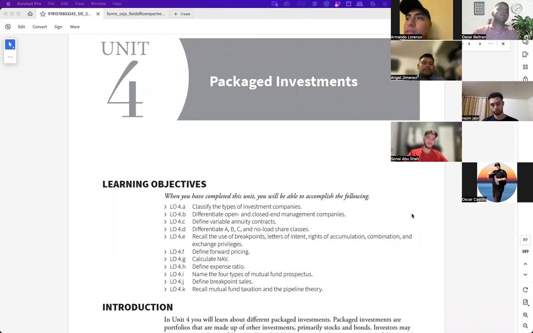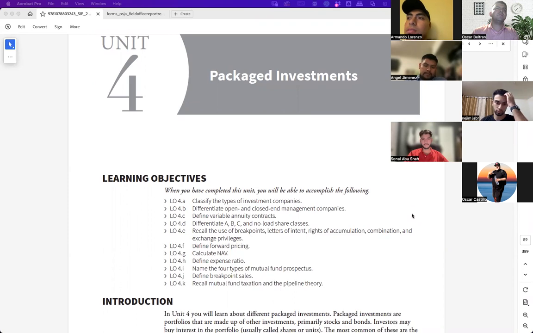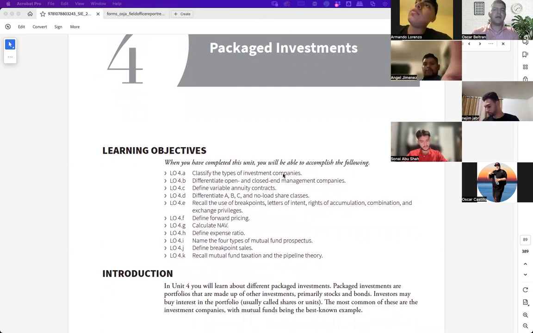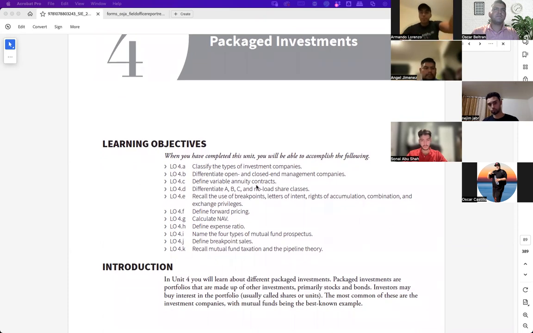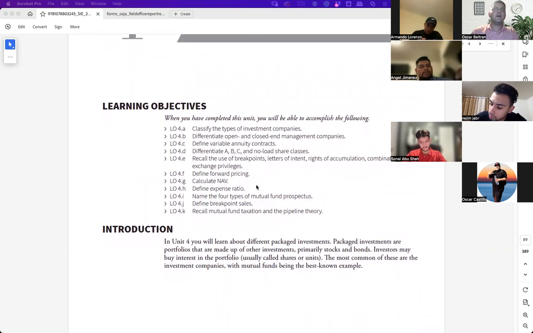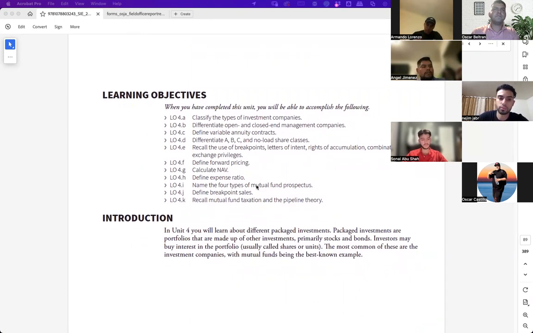All right, so today we're going to be talking about packaged investments. So today we're going to be talking about the different types of investment companies. That's like mutual funds and that kind of stuff. And then the variable annuities, open and closed funds, differentiating between class A, B, C, and no-load share classes, break even points, letter of intent, pretty easy stuff.